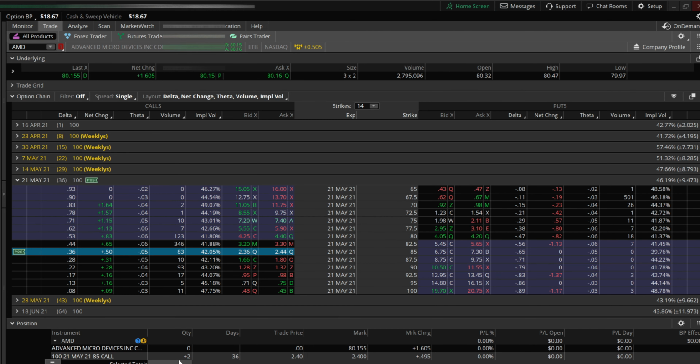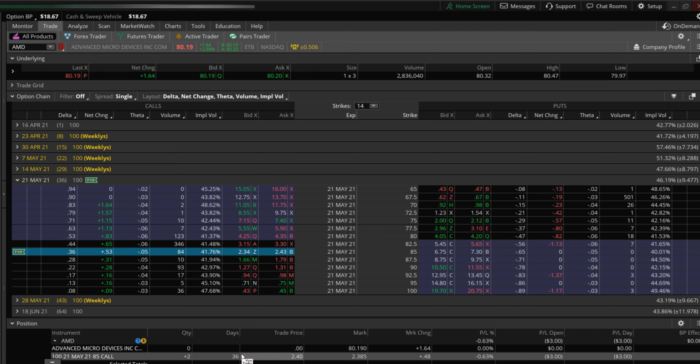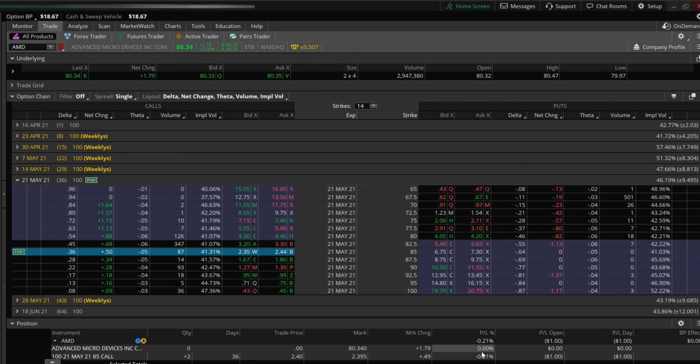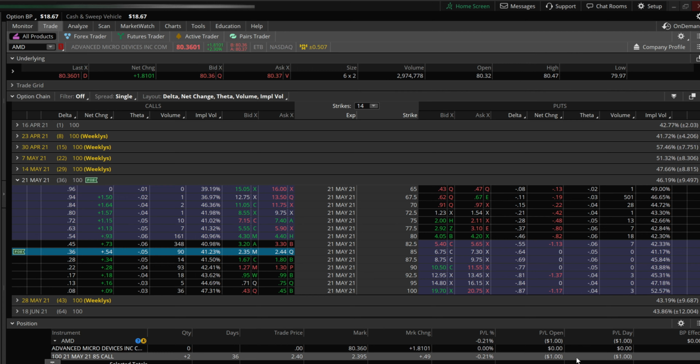I have two contracts. 36 days to expiration. This is my price. This is where the middle price is right now. This is my profit loss percentage. And so far, it just got in, so it's got some time on it.